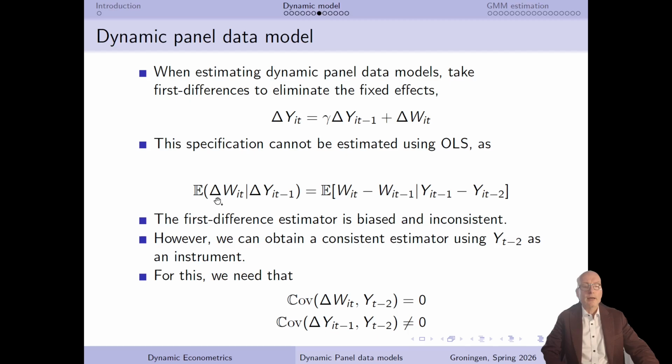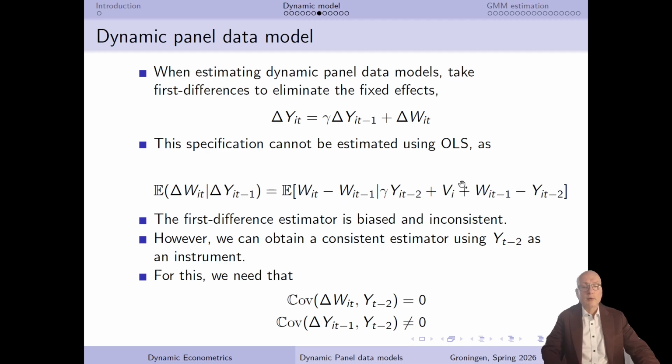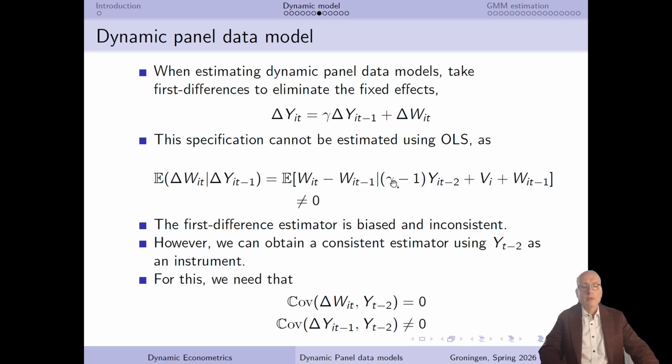Well, that can be done by looking at the mean of delta w_it conditional on the delta y_it-1. What is that? Well, first of all, we can rewrite again. This is by definition, of course, equal to the mean of w_it - w_it-1, conditional on y_it-1 - y_it-2. But we can rewrite y_it-1 because of the fact that we can write it as gamma y_it-2 plus v_i plus w_it-1, as I have done over here. We can then, of course, take the y_it-2 terms together. Then we get (gamma - 1) multiplied by y_it-2 plus v_i plus w_it-1.